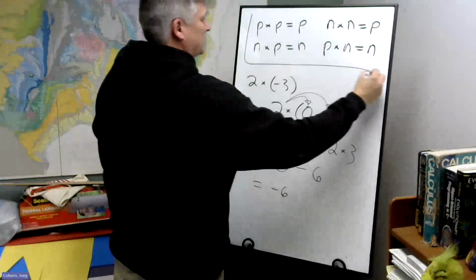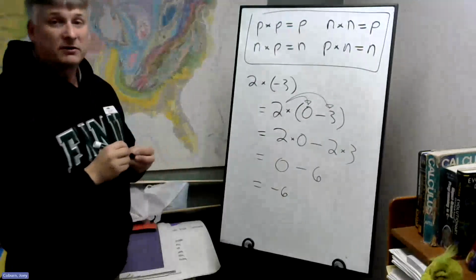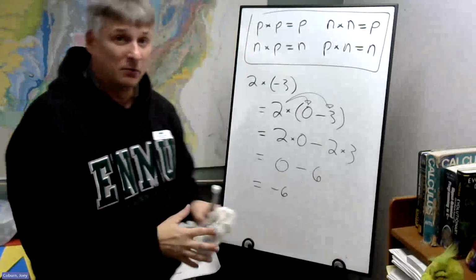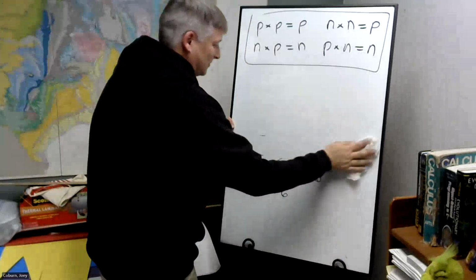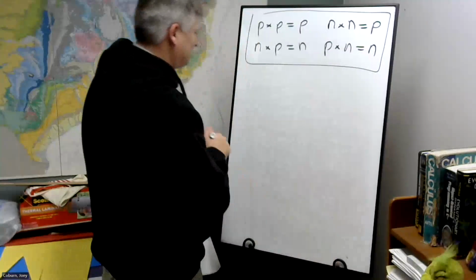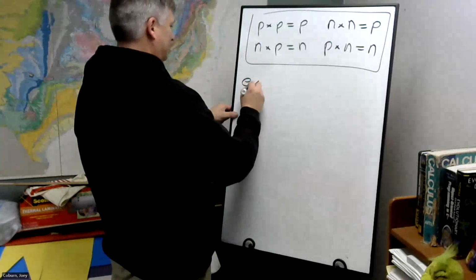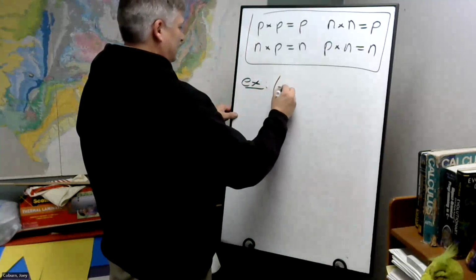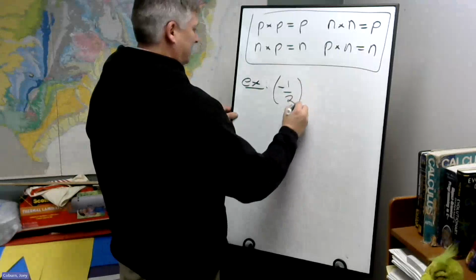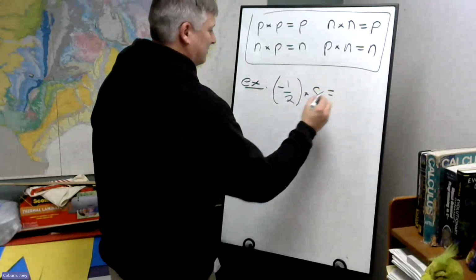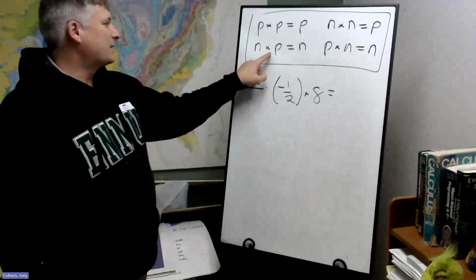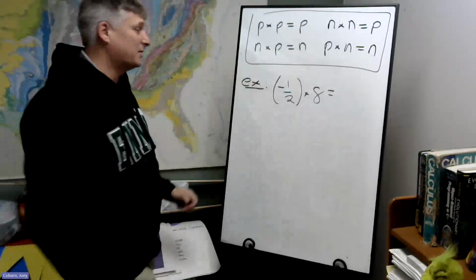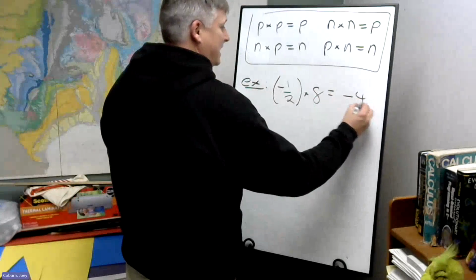So this is the general pattern we're going to follow. In fact, it's the pattern we'll follow. So for example, negative 1/2 times 8. Well, it's a negative times a positive. The answer's got to be negative. This will be negative 4.